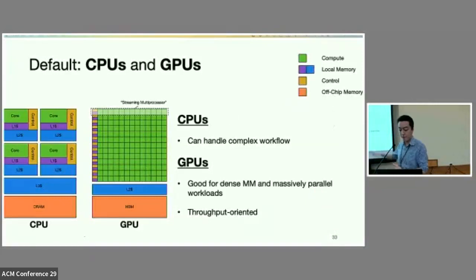So as we saw earlier, our baselines are CPUs and GPUs that we're extremely familiar with. So we know CPUs are good for handling complex workloads, while GPUs have acceleration for massively parallel workloads. Just as a key, the green blocks are for compute, blue and purple are for local memory, the yellow blocks are for control, and orange blocks are off-chip memory. The reason I'm bringing these two architectures up is to use them as reference points so we can look at some custom accelerators.